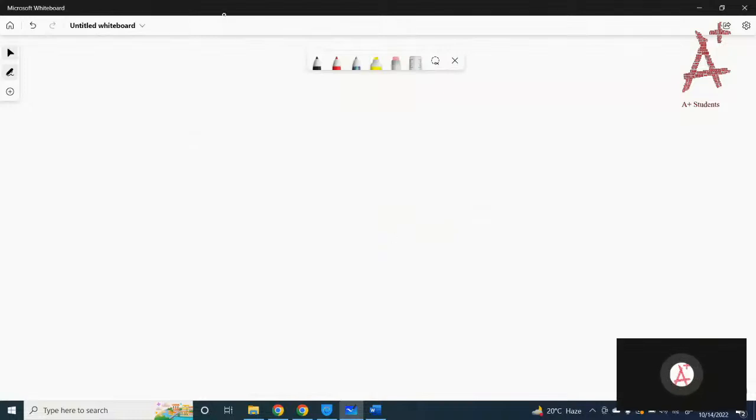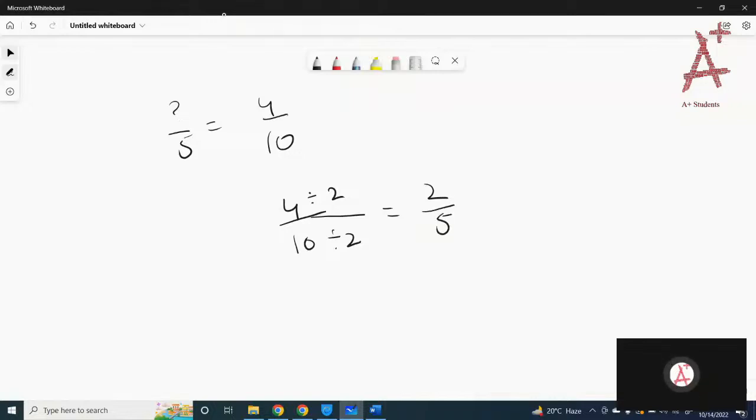Okay, the next one is the missing number divided by 5 equals 4 divided by 10. So we have to make the denominator equal 5. So 10 divided by what number equals 5? 10 divided by 2 equals 5. So just divide them by 2. Got it? So 2 times 2 is 4 and 2 times 5 is 10. That means the missing number is 2. Got it? So select the correct option and click on the OK button.